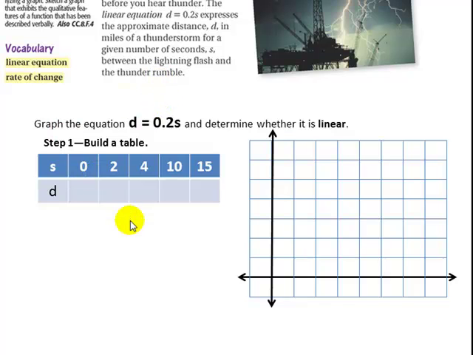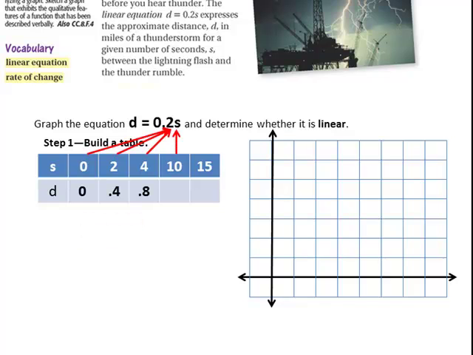In order to graph this, we first take our 0 for the number of seconds and substitute it into our equation for s. When we do that, we get that the d, or distance, would be equal to 2/10 times 0, which equals 0. We can fill our table in there. Then we do the same thing with the 2 and find out that 2/10 times 2 equals 0.4. Fill in our table, and we keep going with the 4 and find out that that comes out to 8/10 of a mile.